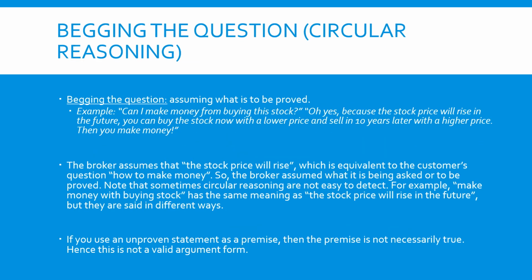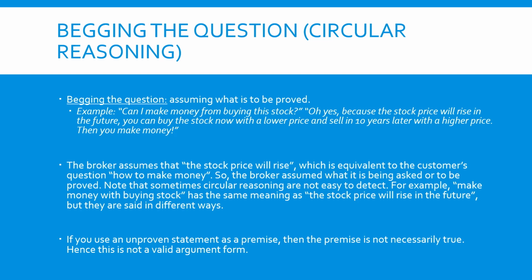The ninth error is begging the question, or circular reasoning. The error happens when you assume what needs to be proven. Let's consider the conversation between a customer and a stockbroker. The customer asked whether buying the stock could make money. The broker suggested that the customer buy now at a low price and sell in the future at a higher price. In this case, the customer will be able to make some money.